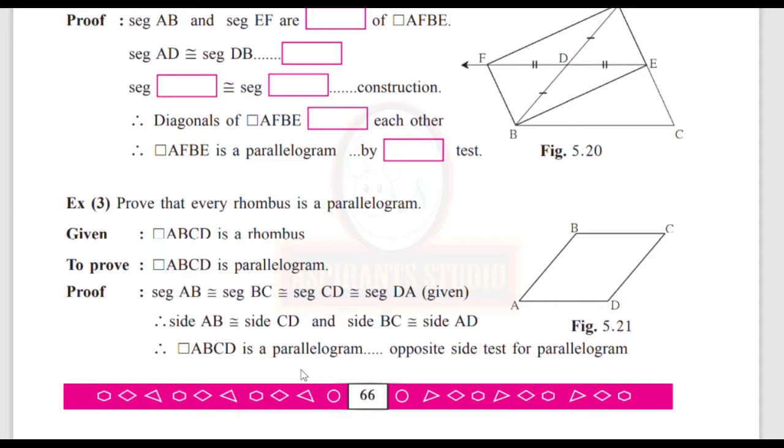Because you have to write the reason. Opposite side test for parallelogram. Otherwise, a quadrilateral is a parallelogram if its pairs of opposite sides are congruent.